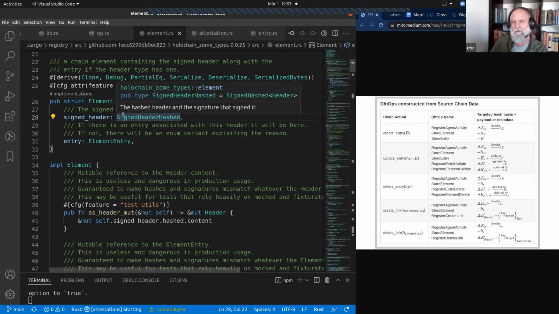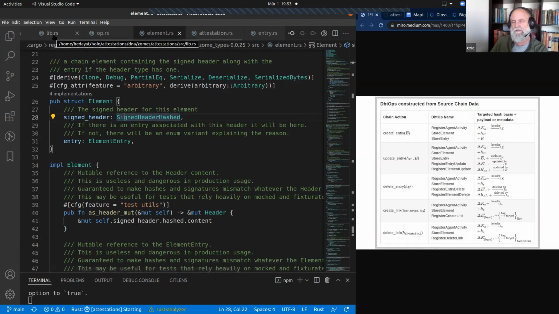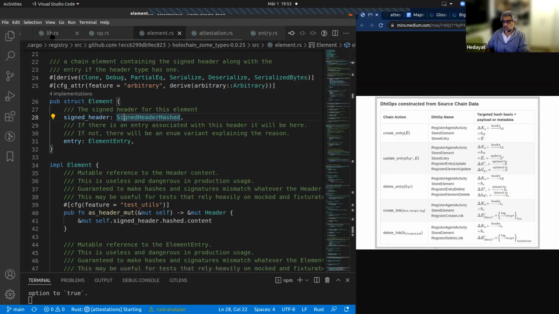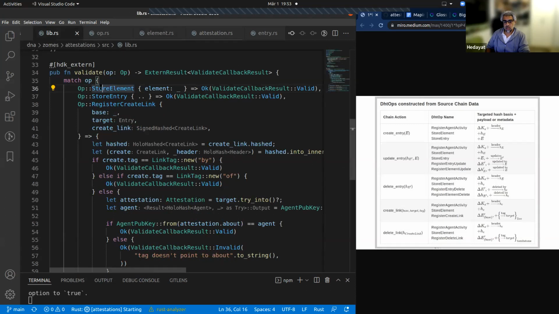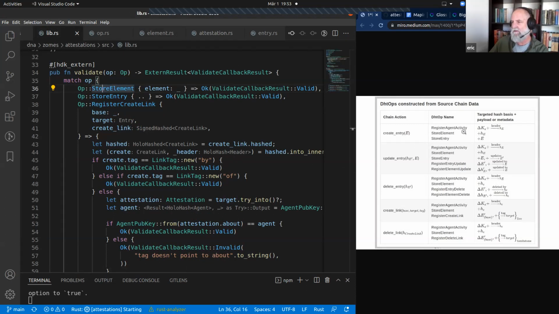No, are you talking about who's receiving it? Yes. So that chart that you see right there describes who's receiving it. And the thing on the left is the targeted hash basis that tells you which hash on the DHT gets that particular type of op.